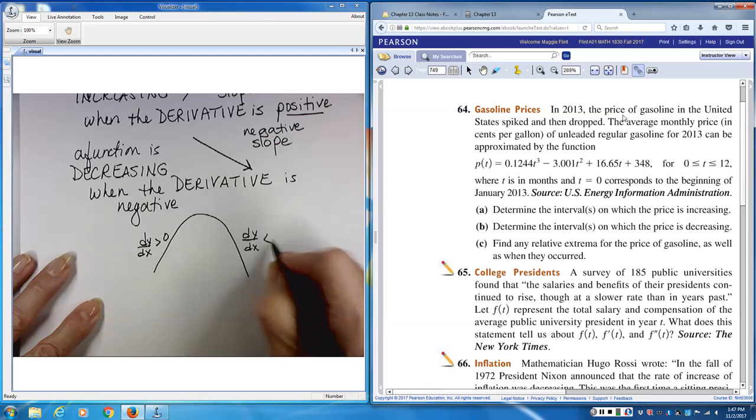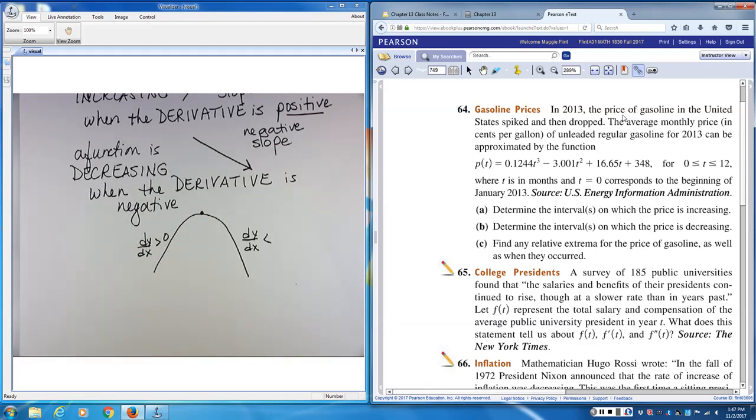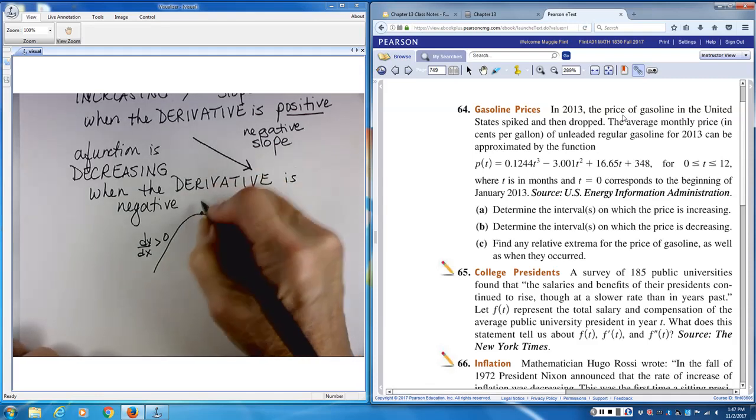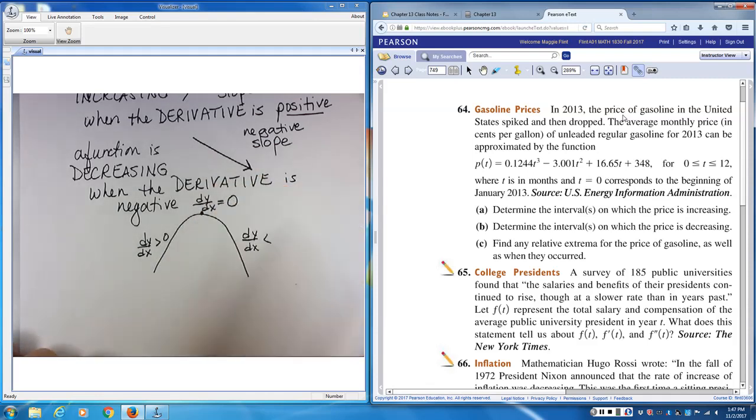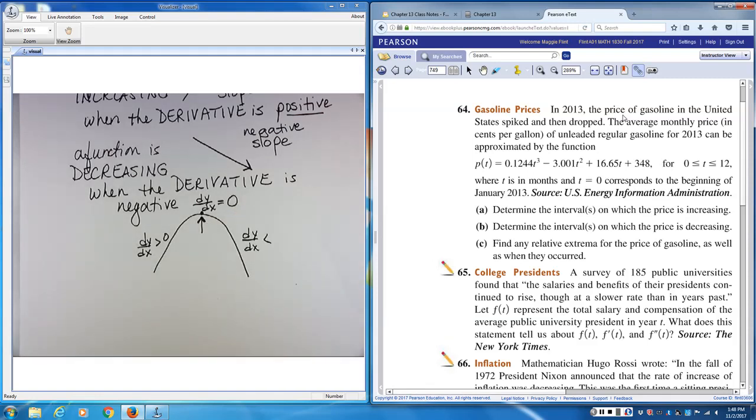Negative. Then what happened where it plateaued? What would the value of the derivative be? That's right. It would be 0. What would we, if this was a profit function, would you care what that point was? Yeah, a lot. Why? That's where you maximize your profit.